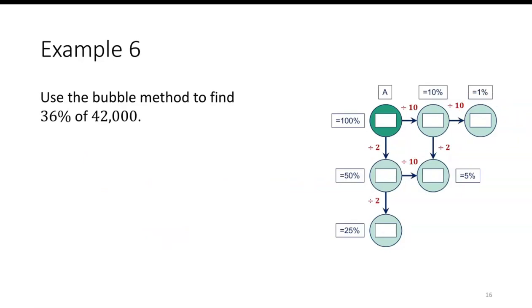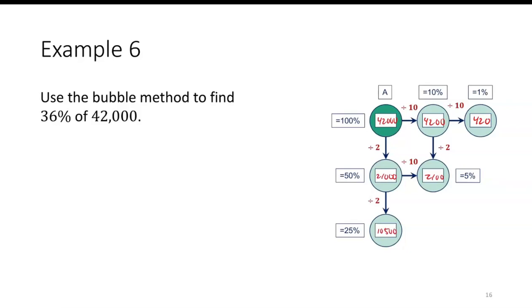Use the bubble method to find 36% of 42,000. So I start out with 42,000. Divide by 10, that'd be 4,200. Divide by 10, I get 420. Cut those in half, I get 2,100 and 21,000. And divide by 2, that'd be 10,500.